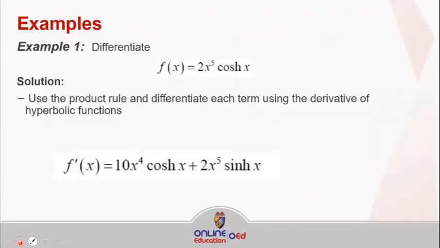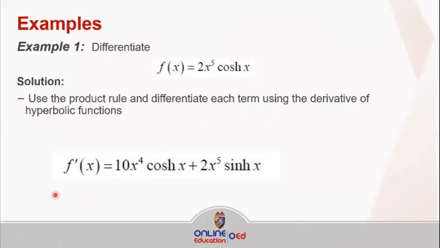For this problem naman, sabi natin, for the first problem, differentiate f of x is equal to 2x raised to 5 cosh x. Since iba si 2x raised to 5 kay cosh x, we need to use again yung product rule natin. So babalik na naman tayo sa product rule natin. So ito is application lang ng power rule natin. And for this one is yung hyperbolic natin.